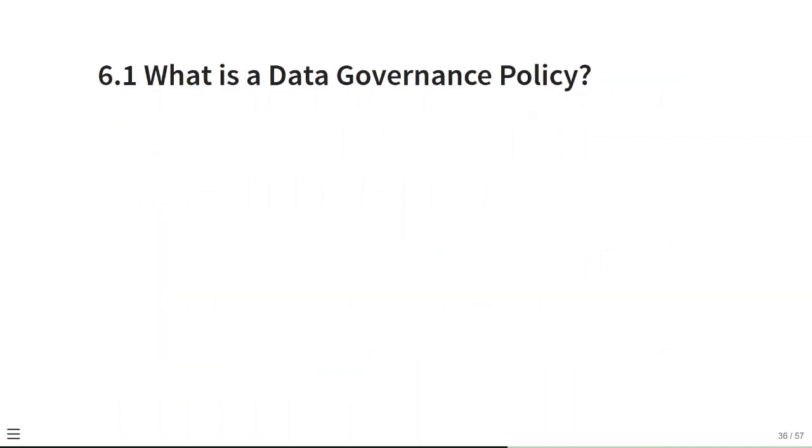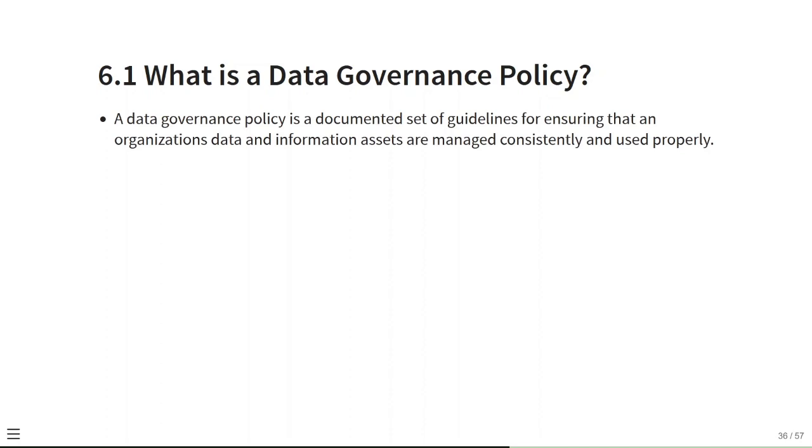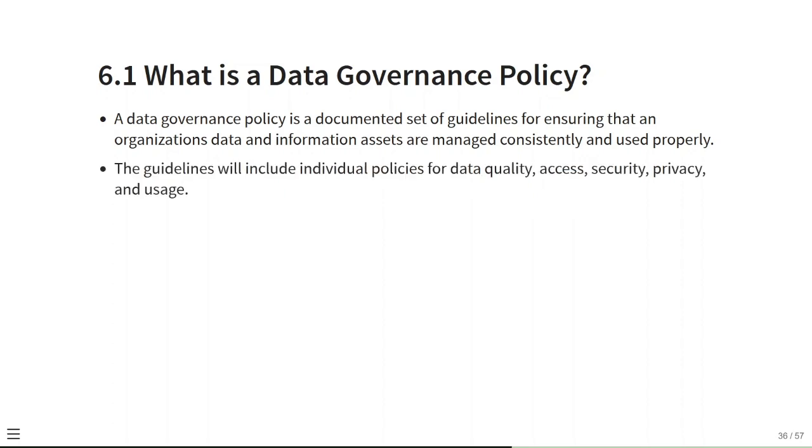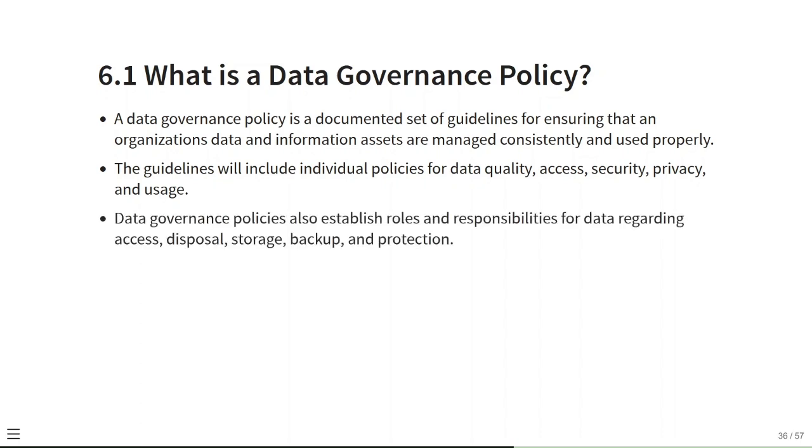So what is a data governance policy? A data governance policy is a documented set of guidelines for ensuring that an organization's data and information assets are managed consistently and used properly. The guidelines will include individual policies for data quality, access, security, privacy, and usage. Data governance policies also establish roles and responsibilities for data regarding access, disposal, storage, backup, and protection.